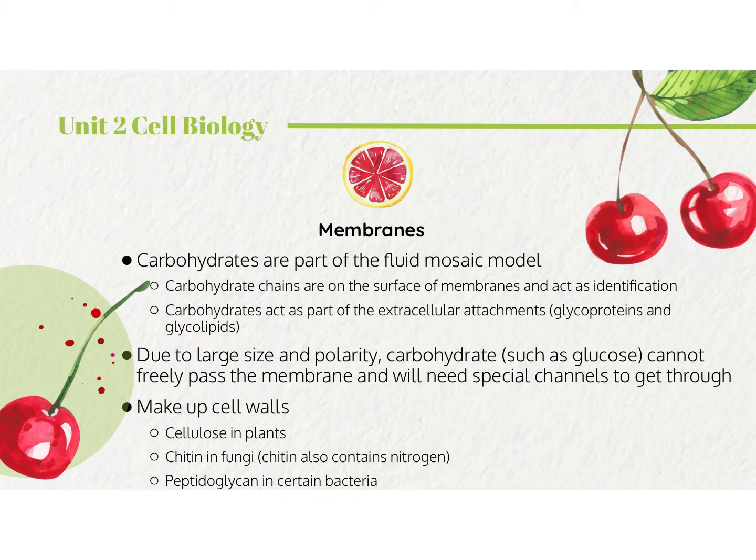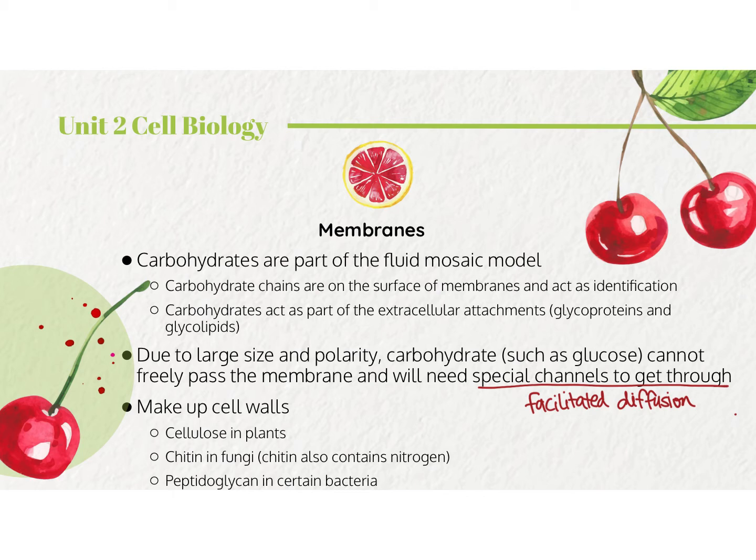Due to their large size and polarity, carbohydrates such as glucose cannot freely pass the membrane and will need special channels to get through. Remember that if they're going down their concentration gradient and they just need the special channel to be able to pass through the membrane, this is known as facilitated diffusion. If the glucose or carbohydrate is going up against its concentration gradient, then it would be an example of active transport. But in this case, if we're talking simply about carbohydrates moving down their concentration gradient with the help of a special channel, it is simply known as facilitated diffusion.